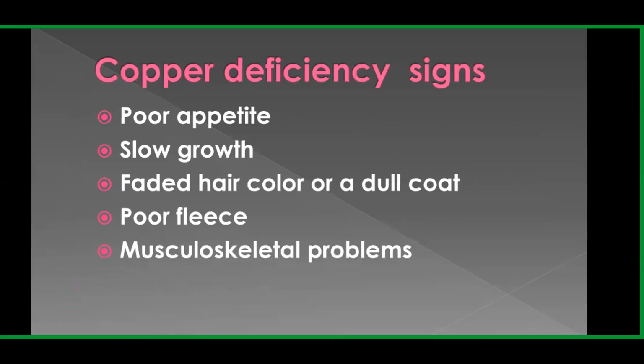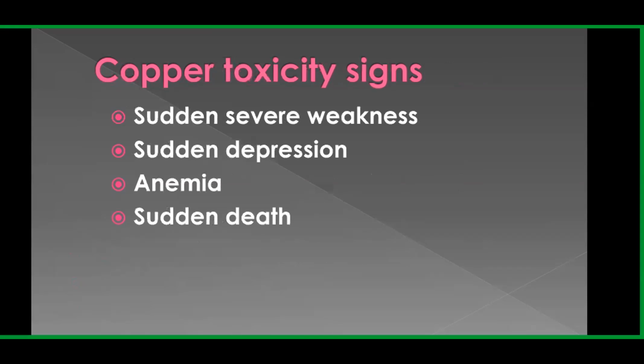If it is a deficiency of copper, then the signs will be a little different. The animal will show poor appetite. There will be slow growth rate, and the hair color of the animal will be faded, and the coat will also be very dull. The fleece of the sheep will be very poor and not of good quality. Then there will be a musculoskeletal problem. The animal will walk with incoordinated movement. There will be sway back, and all these symptoms will be seen.